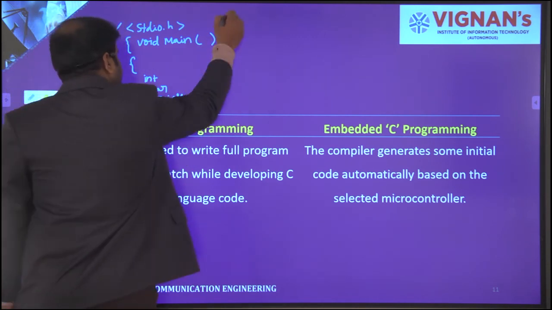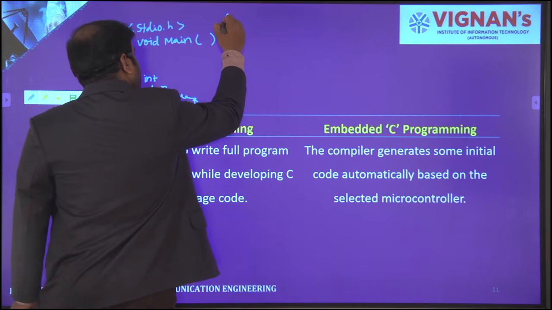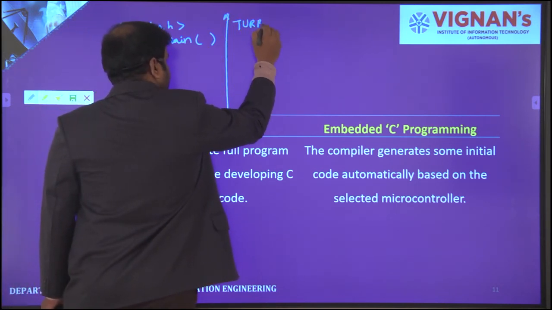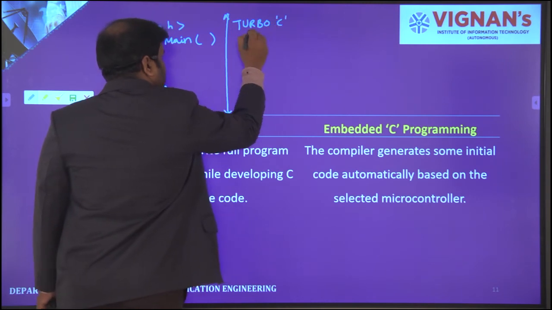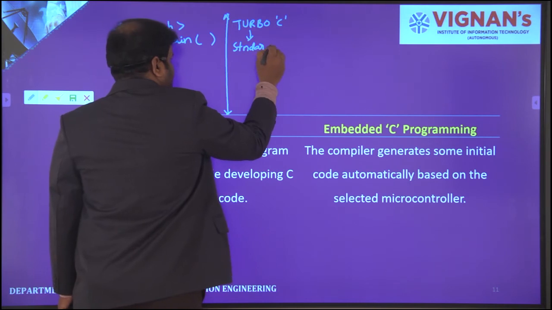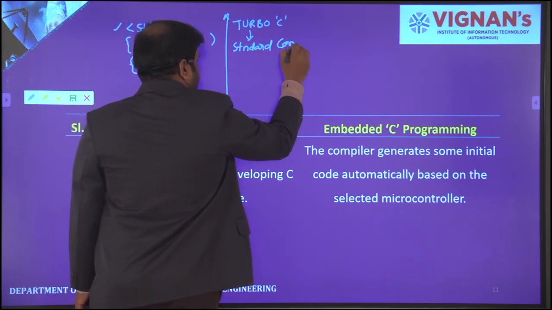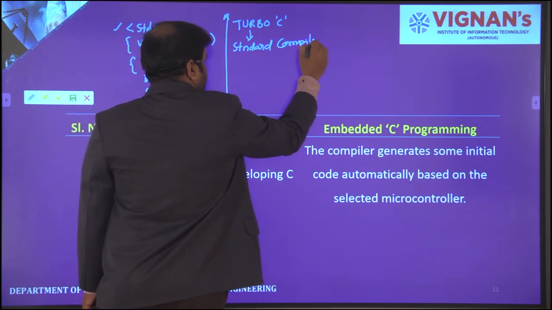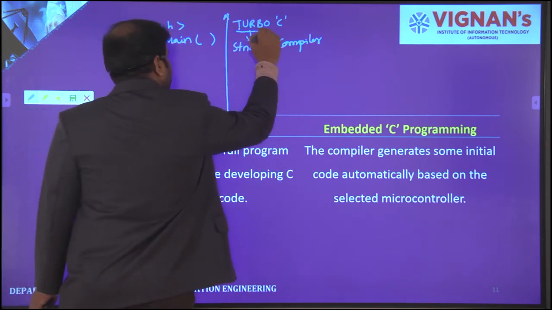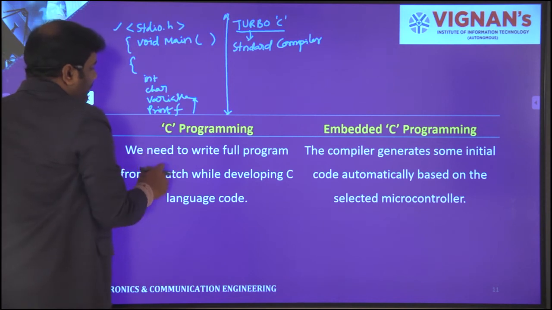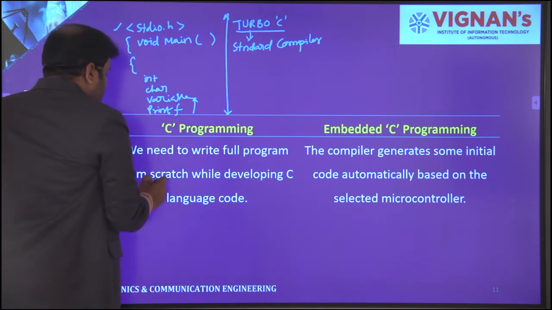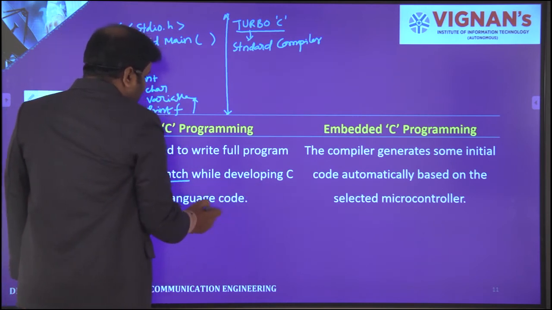Whenever I write any program in a compiler, let it be Turbo C, which is a standard compiler for C programming, I just choose to implement my program in C. So I have written one program. Whenever you need to write the entire program, you need to start from scratch while developing C code.